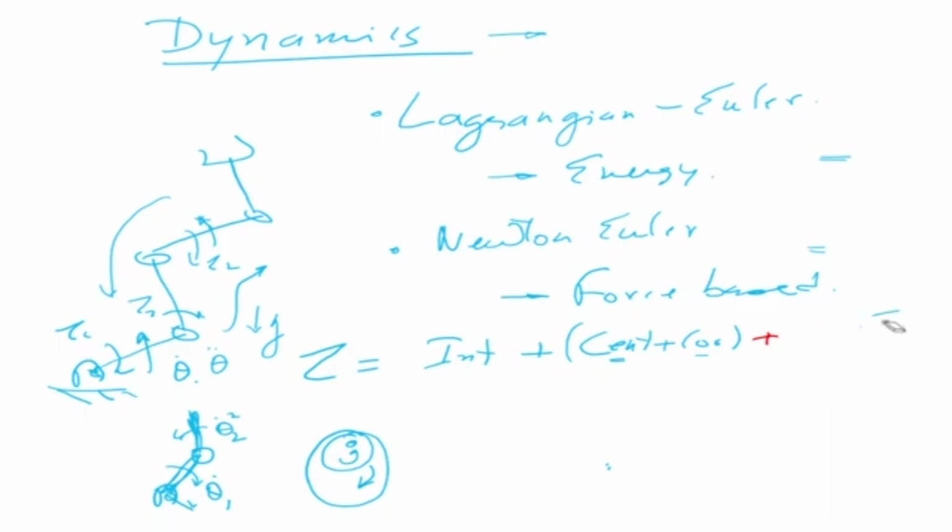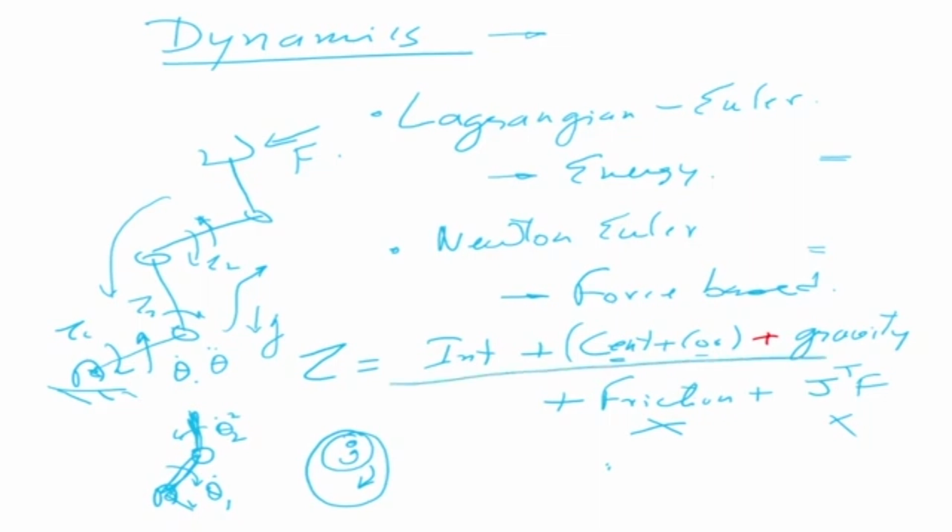Plus there can be other forces. What kind of other forces? Friction can be there. There can be an external force, J transpose F. Suppose there is a force acting there, that will also cause a torque at the joints. So the total torque is an addition of all the forces: inertia, centripetal, Coriolis, gravity, friction. Here we are not going to find the friction force, and we are going to neglect external loading as well. So we'll find the effect of the rest only.